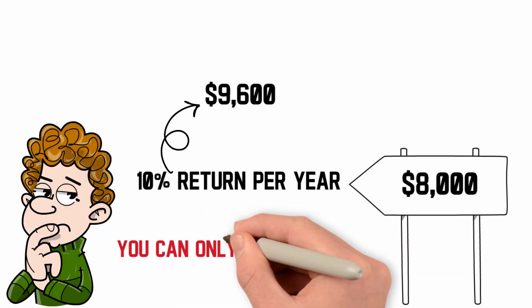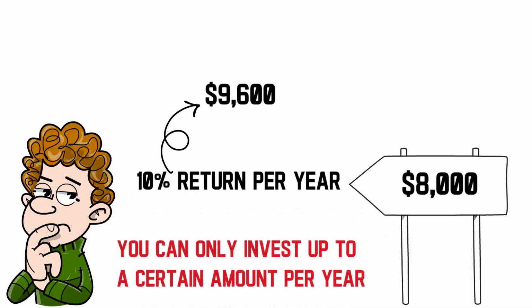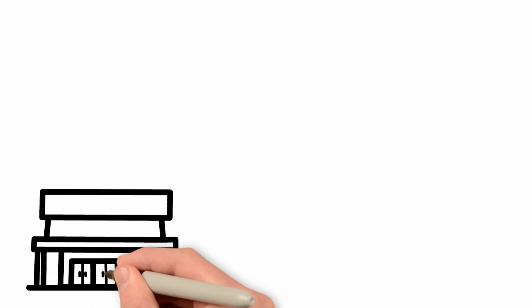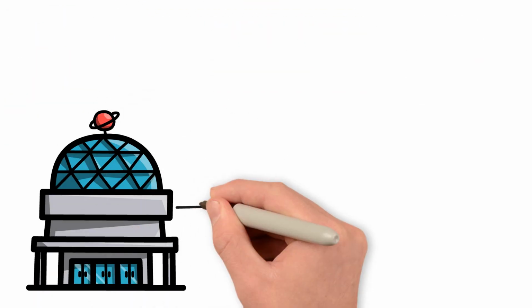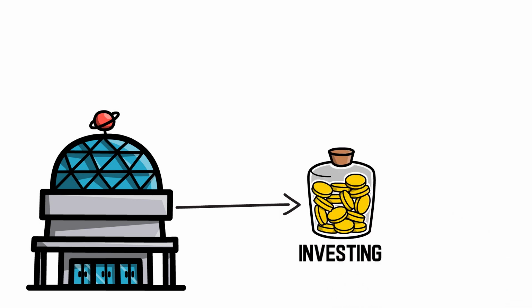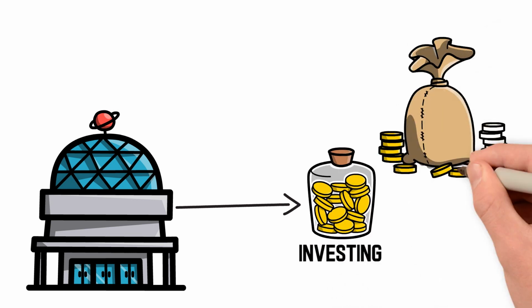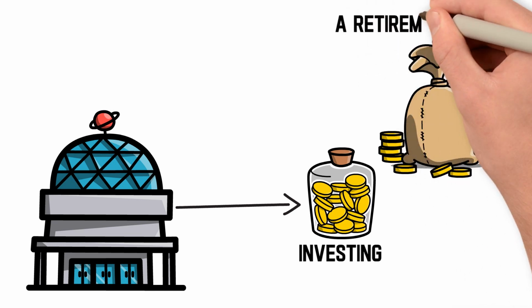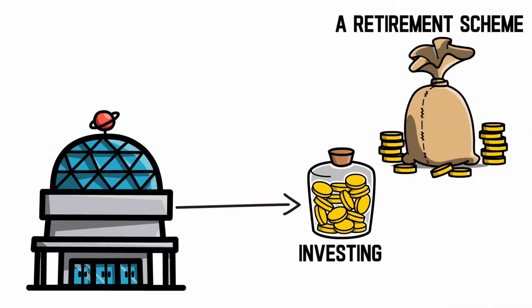The only disadvantage to this is that you can only invest up to a certain amount per year. If you run a business, you can still take advantage of this by investing your profits before you pay company tax. You won't get the 100% uplift as you don't have an employer, but you are saving the tax being taken from the amounts you invest into a retirement scheme.